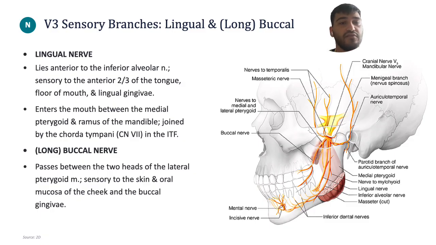And then we have the long buccal, which passes between the two heads of the lateral pterygoid muscle, and is sensory to the skin, that's one of the main functions, as well as sensory to the oral mucosa of the cheek and the buccal gingiva.